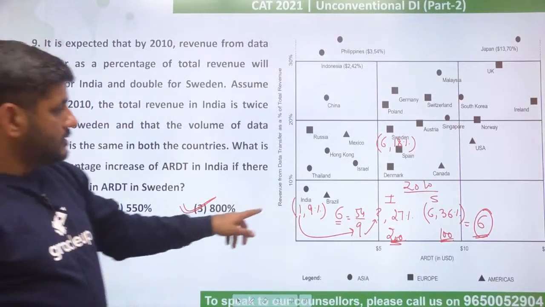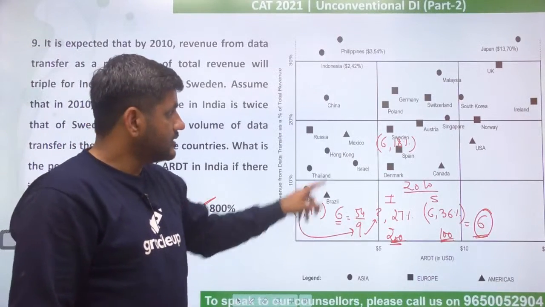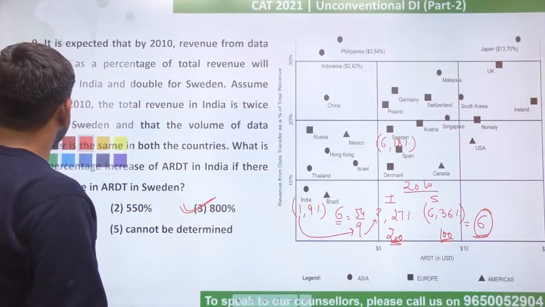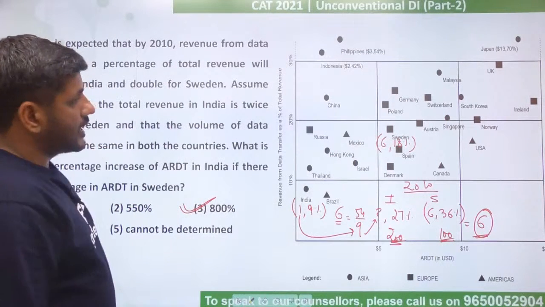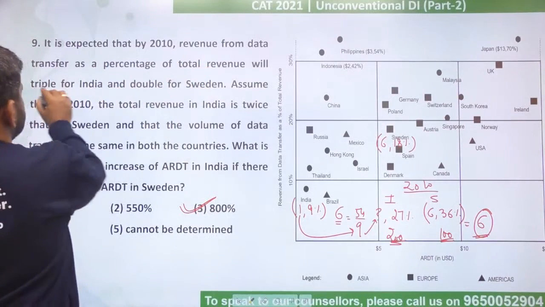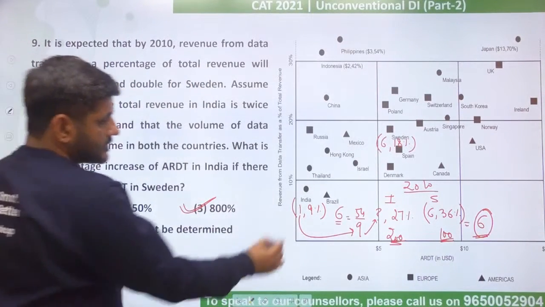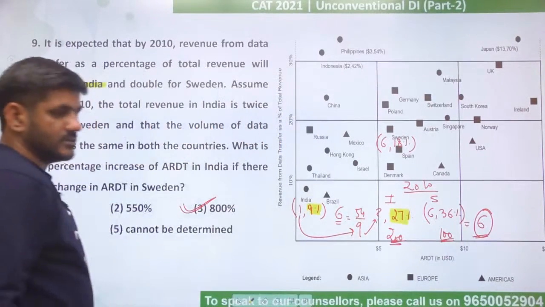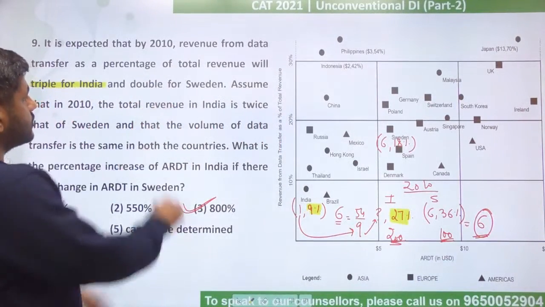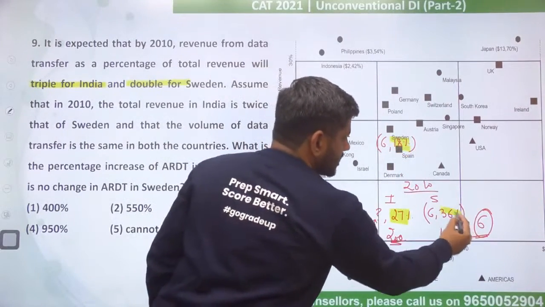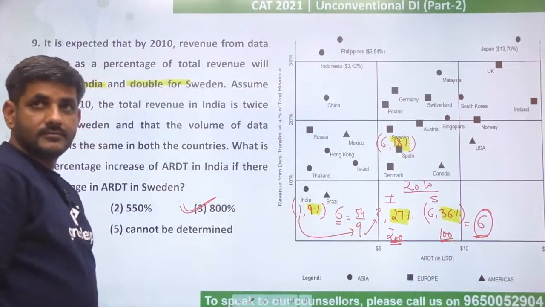ठीक है जी. देखिए, this was 1 and 9%. This was 6 and 18%. This was already given to us. 1, 9 और 6, 18 तो मैं दे ही रखे थे. Now I am saying the question says revenue from data transfer will triple for India. So if this was 9%, I have tripled it. So it has become 27%. And double for Sweden. So therefore if it was 18%, I have doubled it to make it 36%.